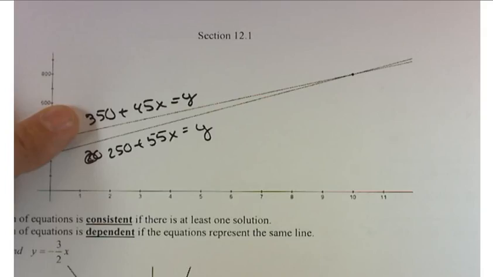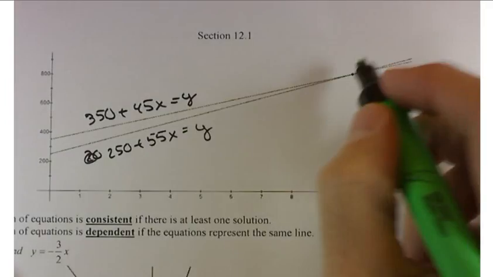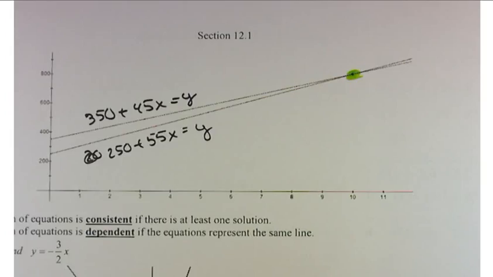So a good question to ask is, where's the break-even point? And that's really my motivation in showing you this example. The break-even point is where these two lines meet. And that's what we're going to work on in section 12.1, trying to find where two lines intersect each other.